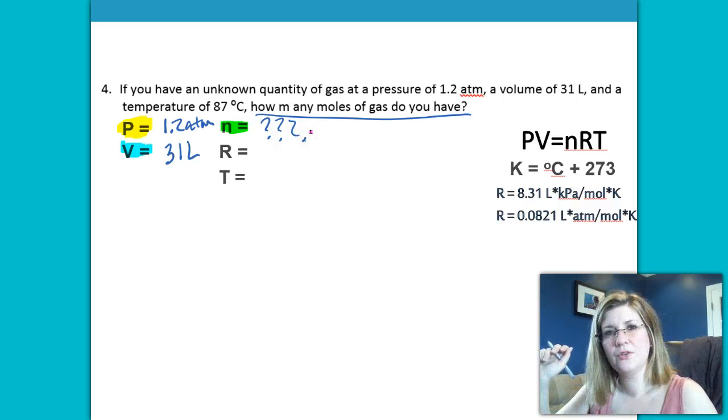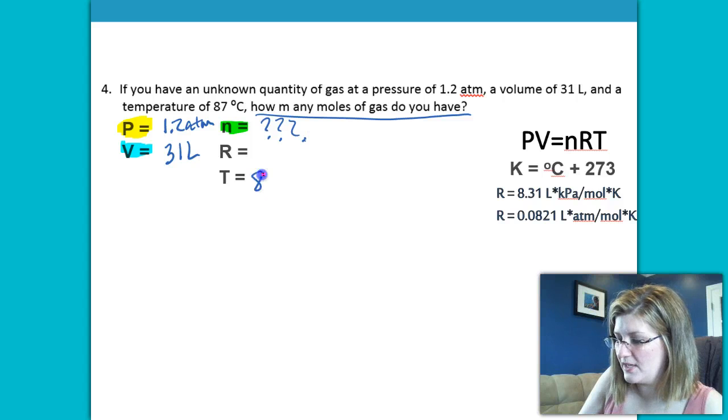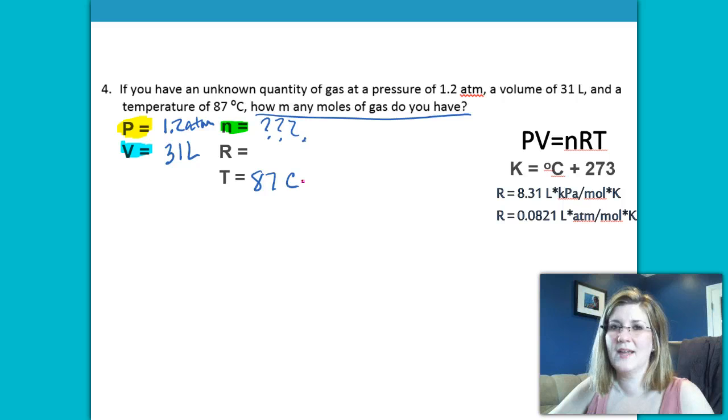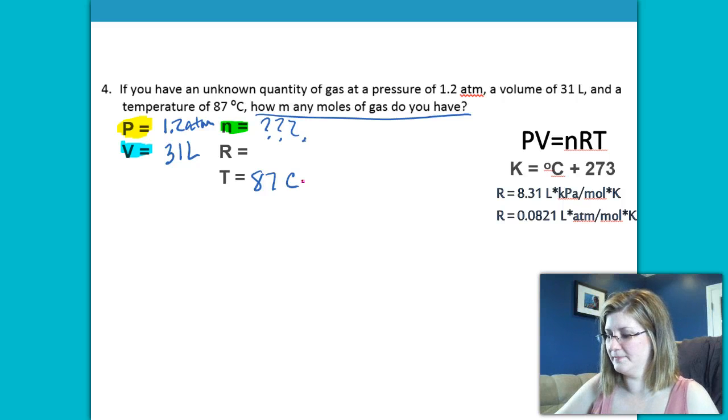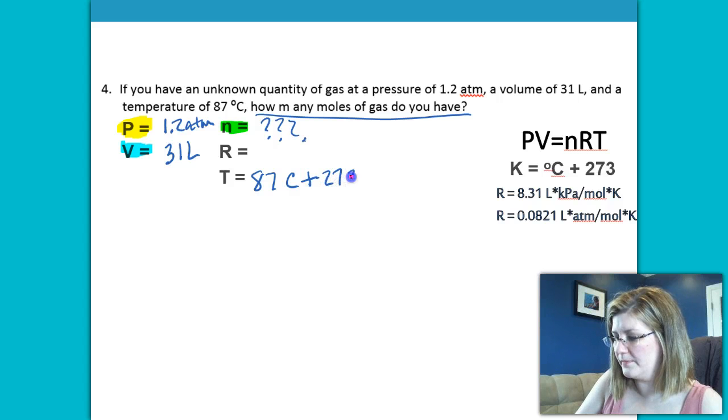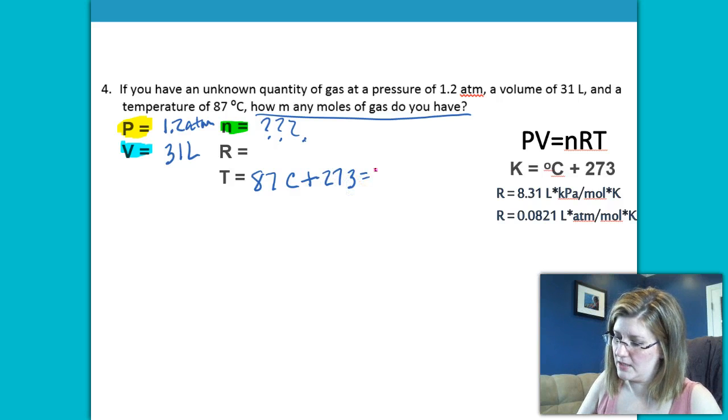Are we given the temperature in this problem? Okay, yes, temperature is 87 degrees C, but we cannot use it as C. So please calculate for me the temperature in degrees Kelvin. Temperature in degrees Kelvin is 87 plus 273, which should equal, off the top of my head, 360.